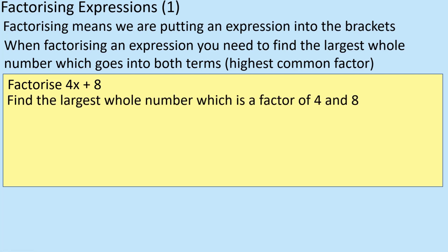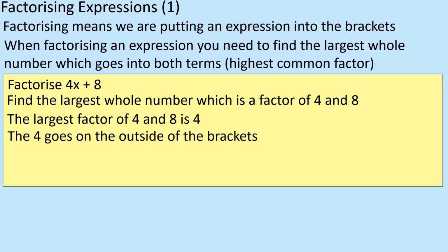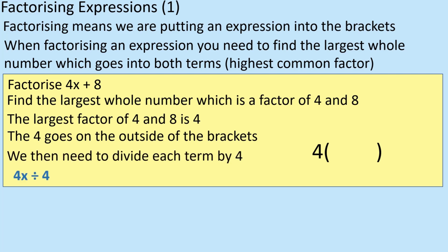So the highest common factor of 4 and 8, looking at the whole numbers to start with, is 4. So 4 goes on the outside of the bracket, and we divide both the 4x and the 8 by 4. When I do 4x divided by 4, I'm just left with the x, because 4 times x is 4x. Then I repeat the same process: 8 divided by 4 is 2, but keep your eye on the sign. It's a positive, so it needs to be a plus in the middle. So 4 bracket x plus 2.